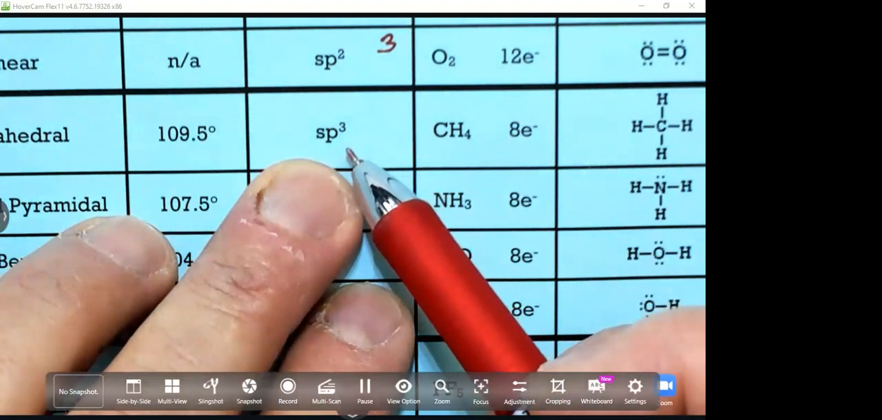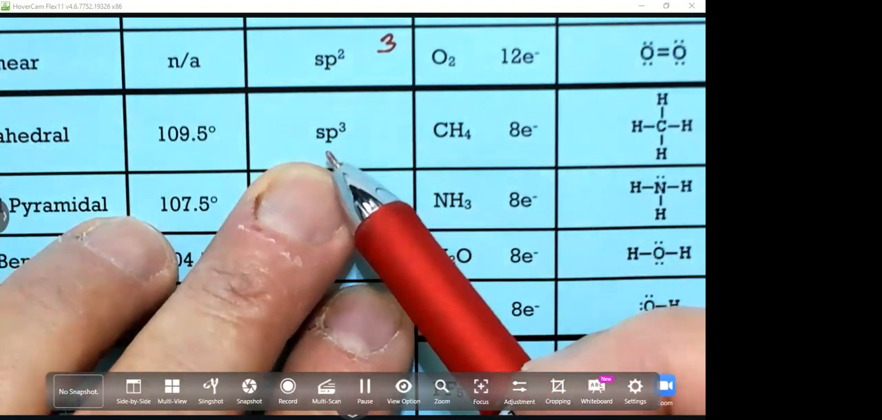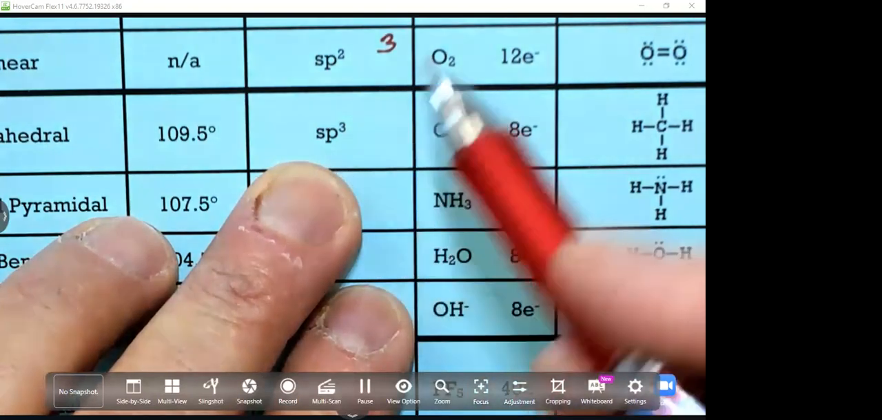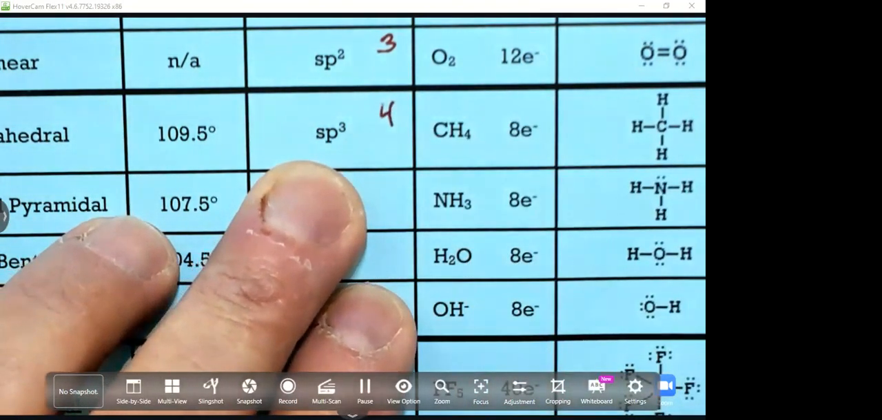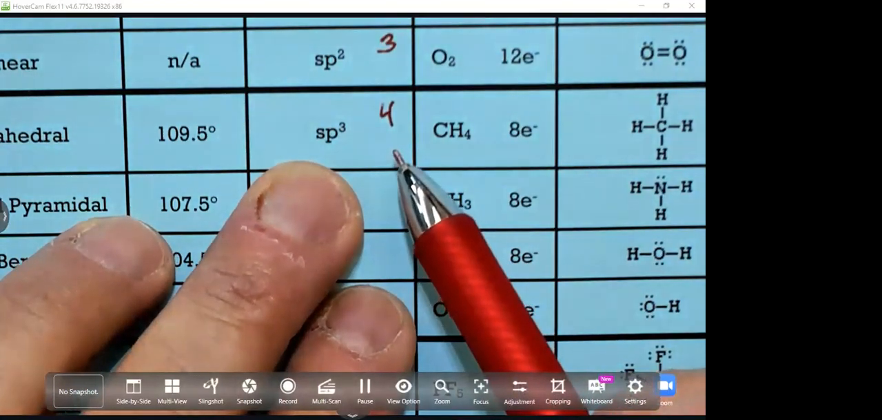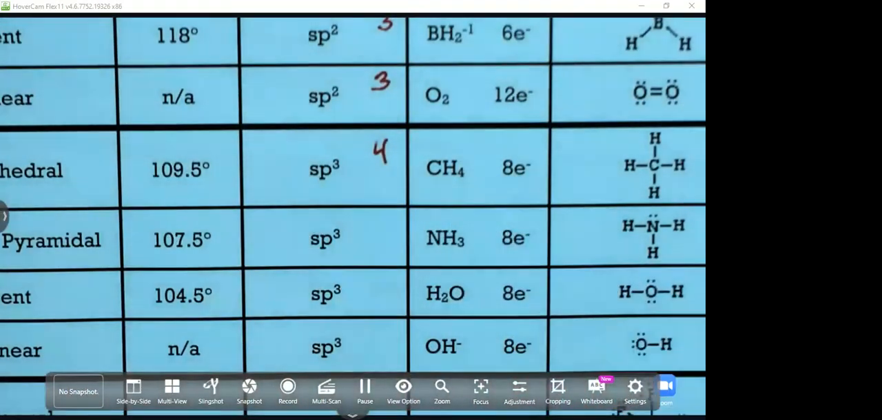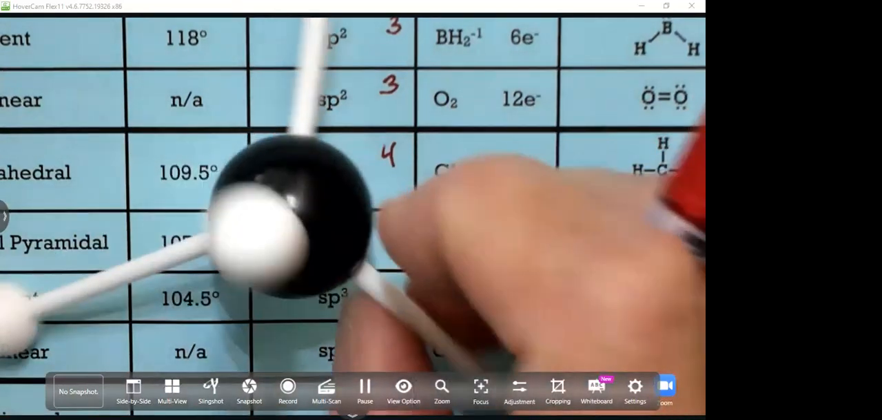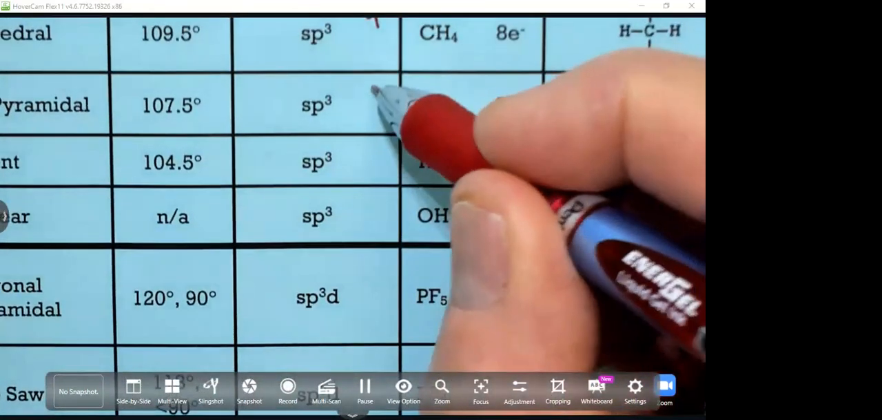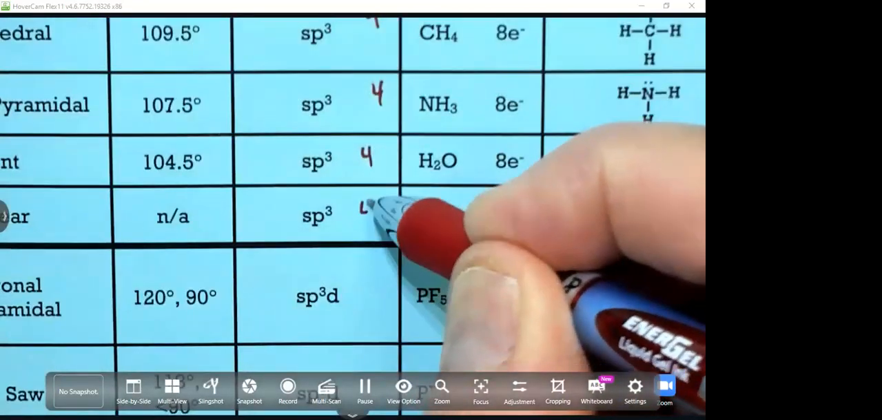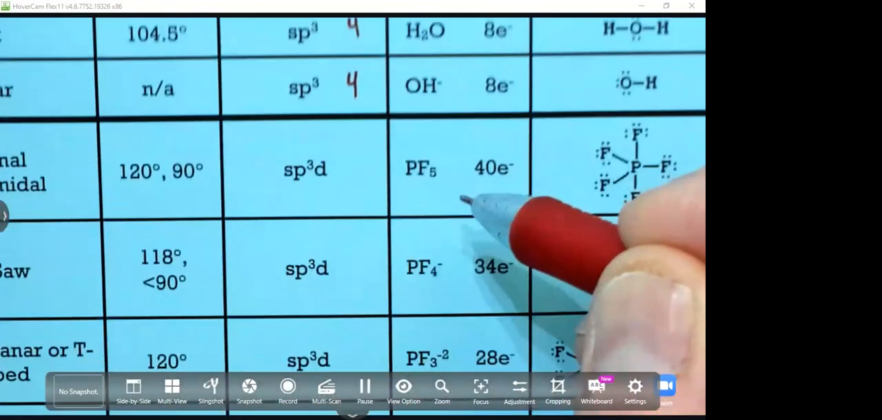How many new orbitals do you have? The s got together with 3 p's. You have 4 new orbitals. They get as far away from each other as they can, and we end up with this shape. This is sp3, sp3, sp3, so 4.